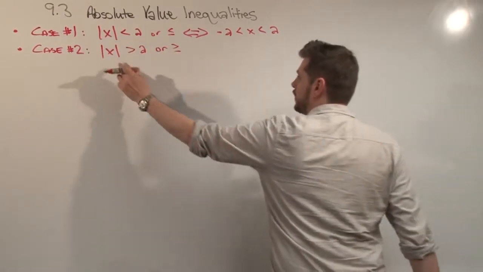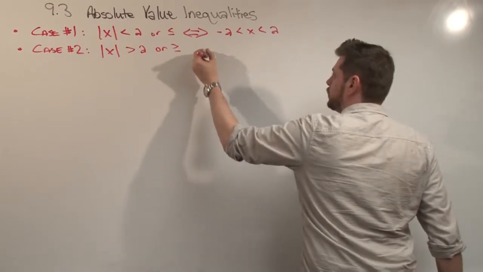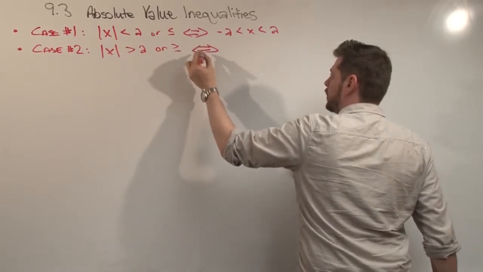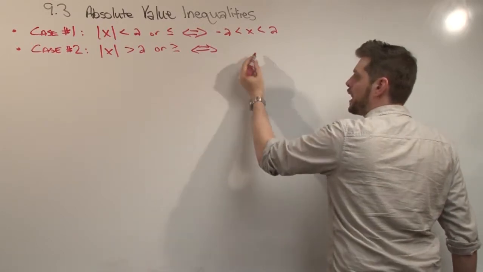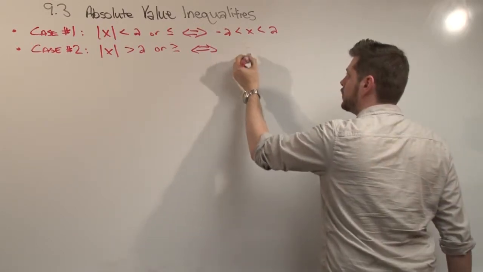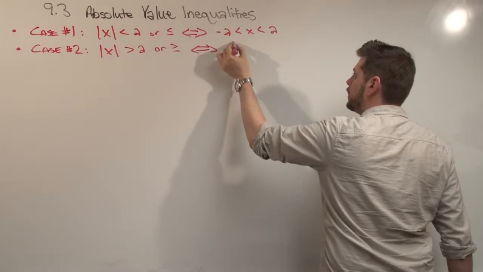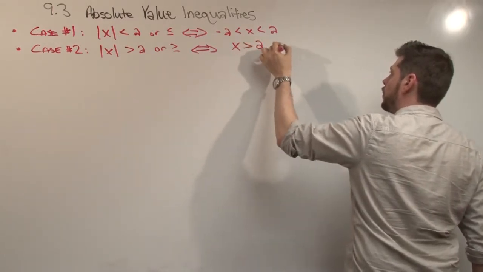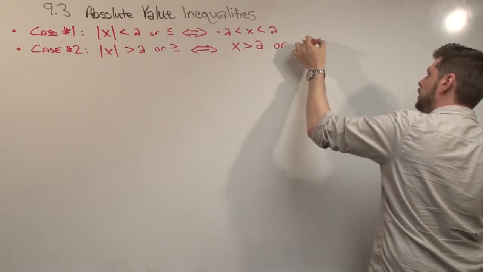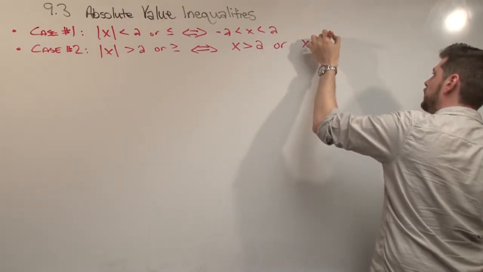So we can rewrite case number 2. We can't write it as a compound inequality because that's not going to help us. But we have to write it as 2 separate inequalities. The first one being that x is greater than positive a, or x is less than negative a.